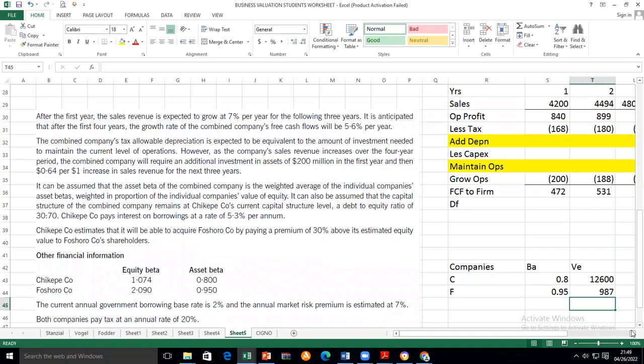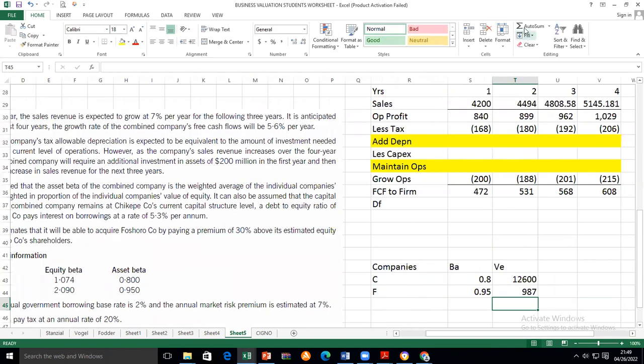So let's do an averaging now. Averaging: this multiplied by that, this multiplied by this. Okay.